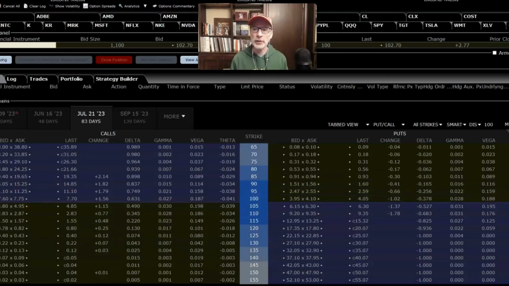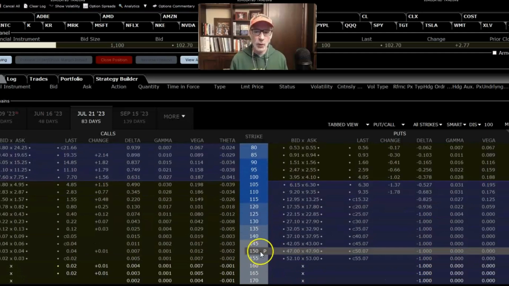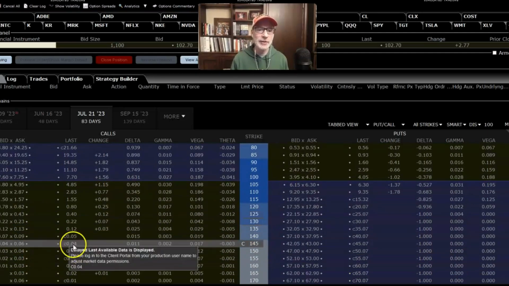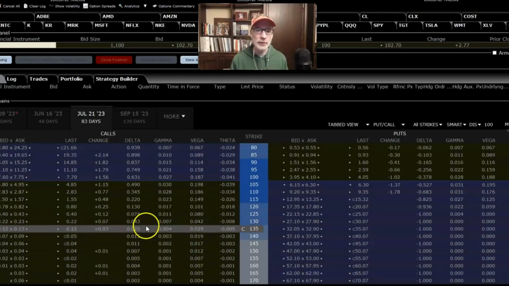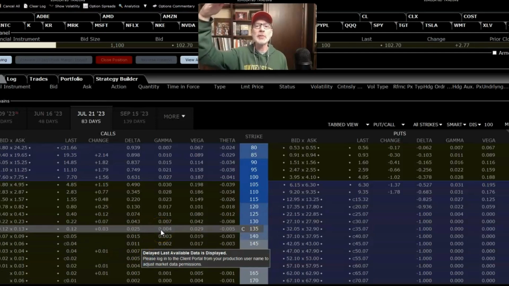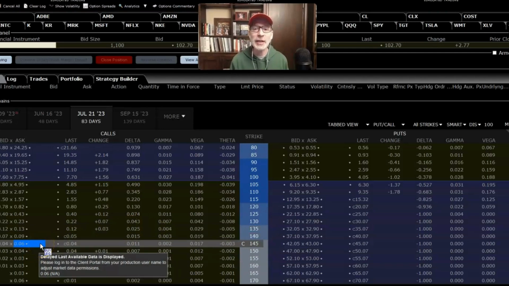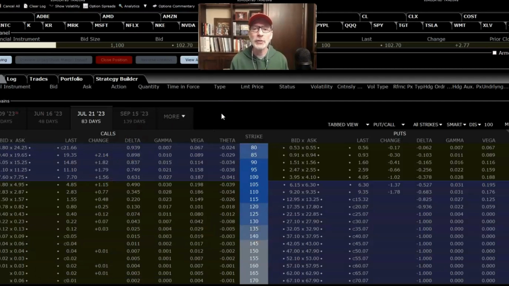Now, if we scroll down in the strike prices and look at this 150 call right here, which is worth about 4 cents a contract, it has less than a 1 delta. That means if Disney jumps up $1, this option price may only go up to 5 cents a contract, 6 cents a contract, possibly.